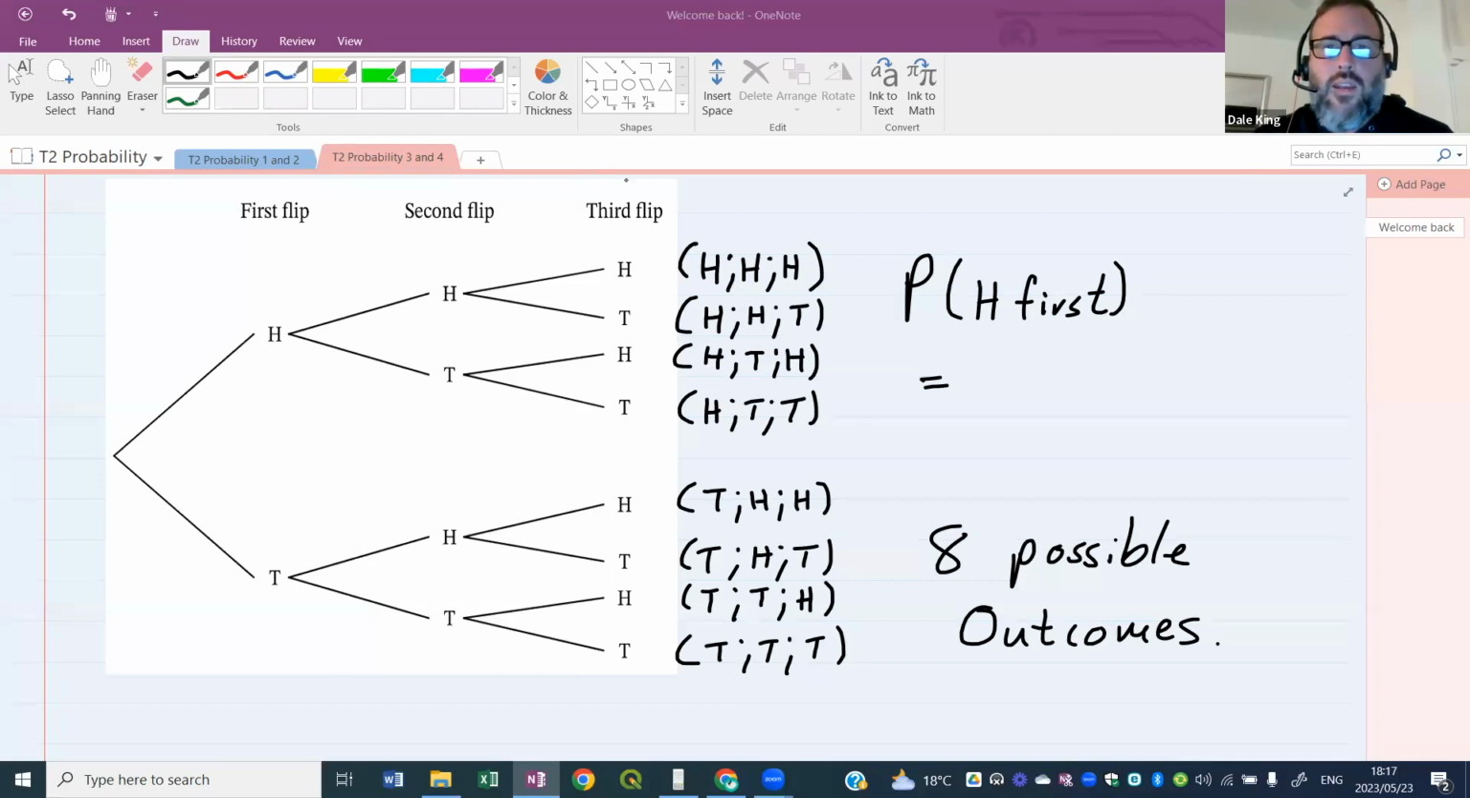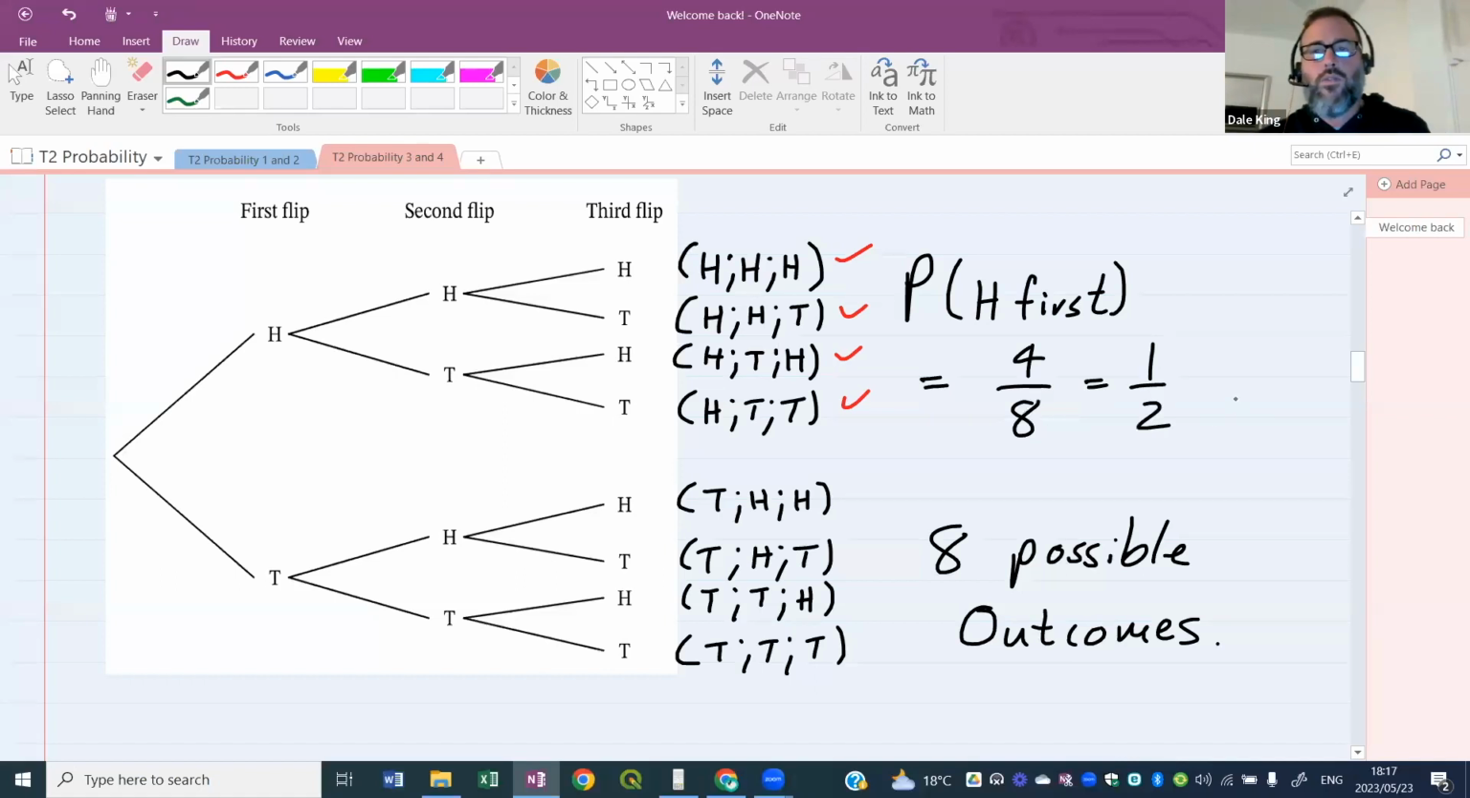So we can see that getting heads first are all these ones here. All right, so there's 4 of them. If you want to, you can put ticks. You can say it's this one, this one, this one, and this one. So when you go to your formula, you say there are 4 that have heads first out of a possible total of 8, and that simplifies to 1/2.